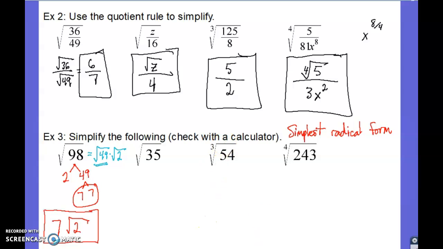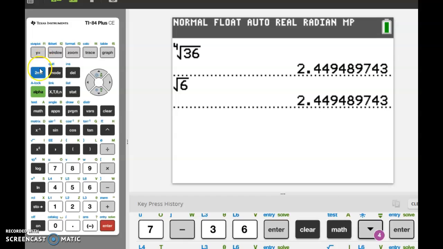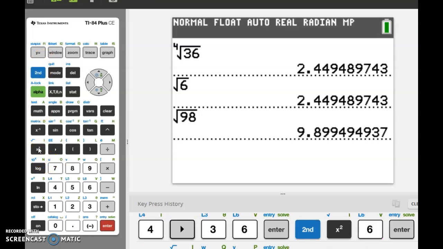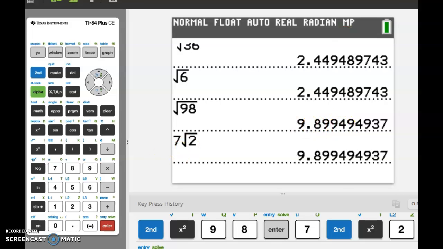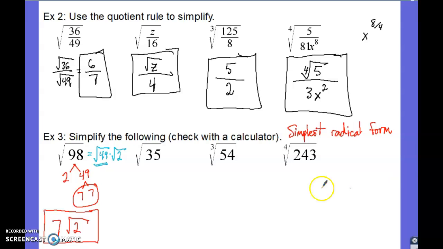Now, when I say check with the calculator, what I'm talking about is typing into your calculator the square root of 98 and then typing in 7 square root 2, and I get the same decimal. So since I have the same decimal, I know I did the problem correctly, 9.899. So it must be the correct answer. Yeah, so let's move on to the next one.